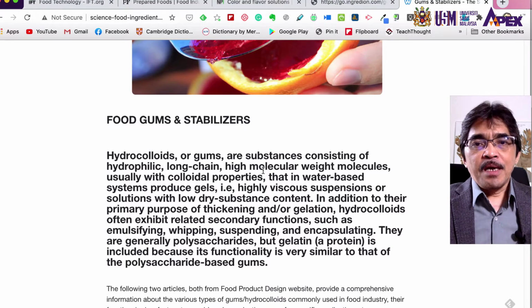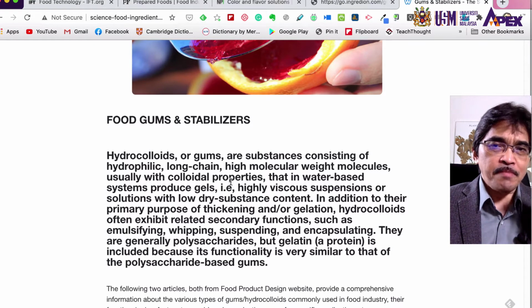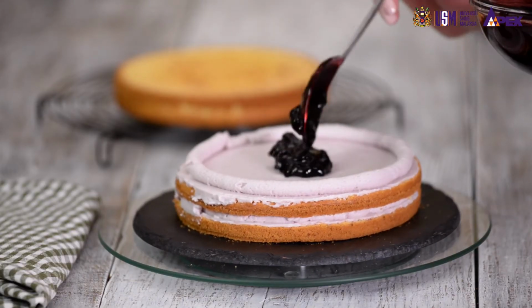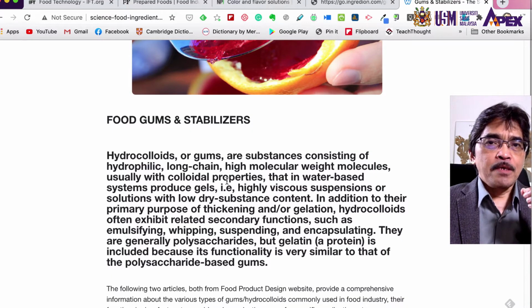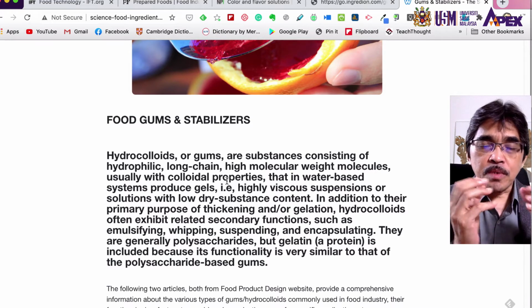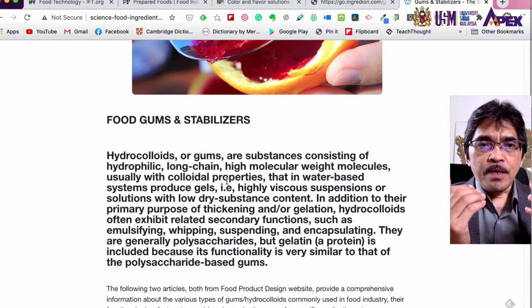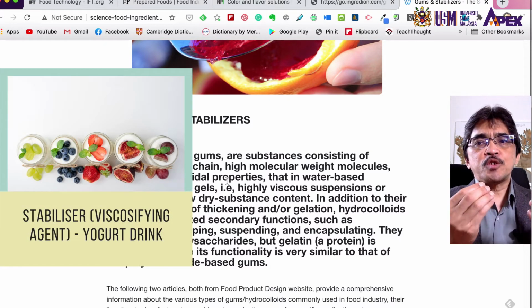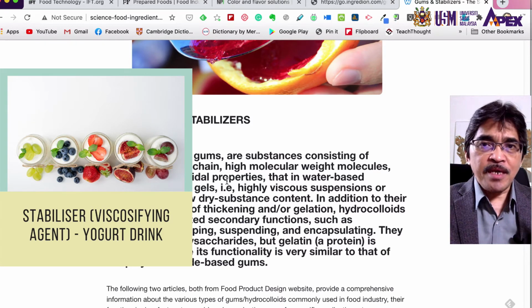One of the common properties of hydrocolloids is that at low concentration, let's say around 1% solid concentration, when we add water, it can form a very highly viscous solution. So this is very good because we can use this to provide viscosity. And because hydrocolloids can give viscosity, we can use hydrocolloids as a viscosifying agent or as a stabilizer.